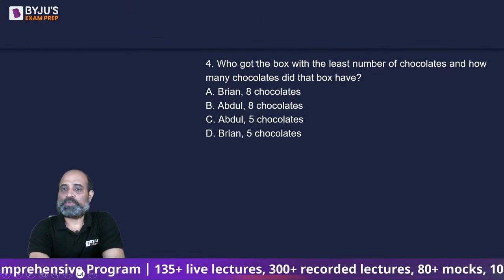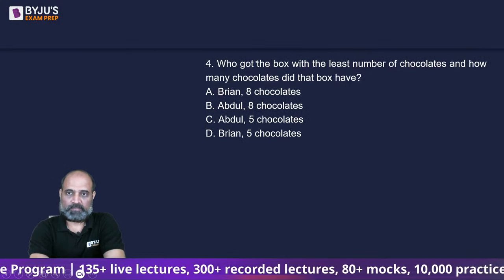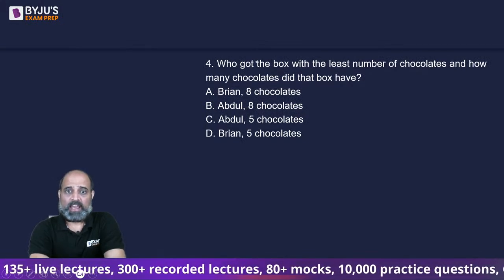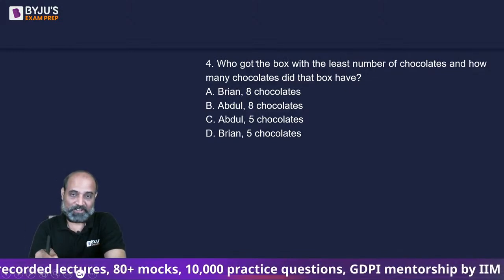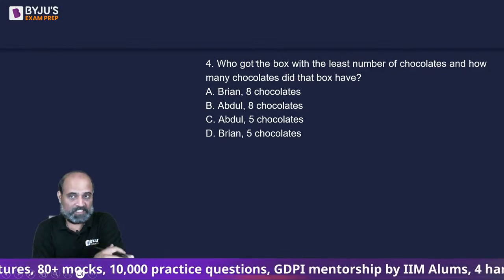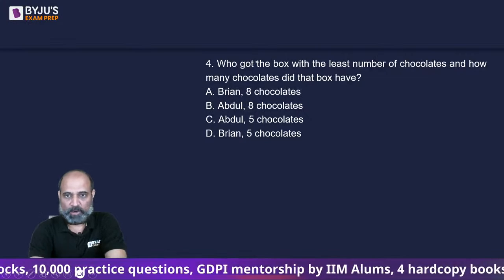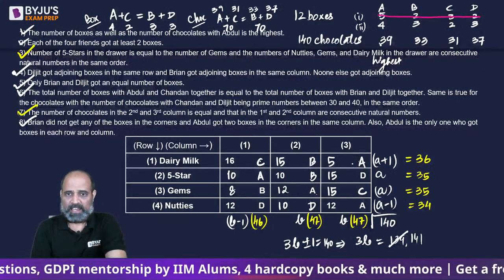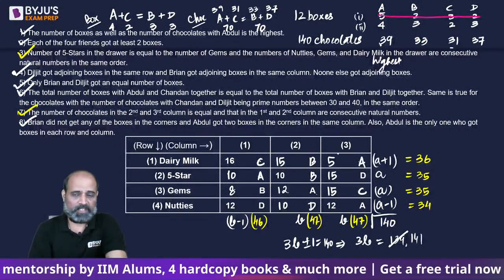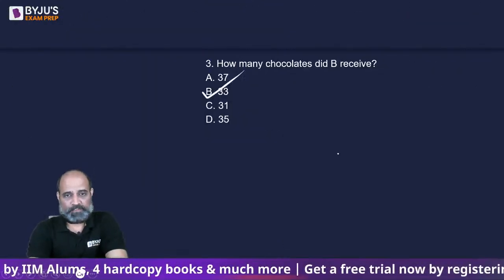Who got the box with the least number of chocolates? It was B. And how many chocolates? Acha, sorry. It's about the box, not about overall. So who got the box with the least number of chocolates, and how many chocolates did that box have? I think it was a 5, the smallest one. And A got that. 5 se chota number nahi hai. So A got 5 chocolates.